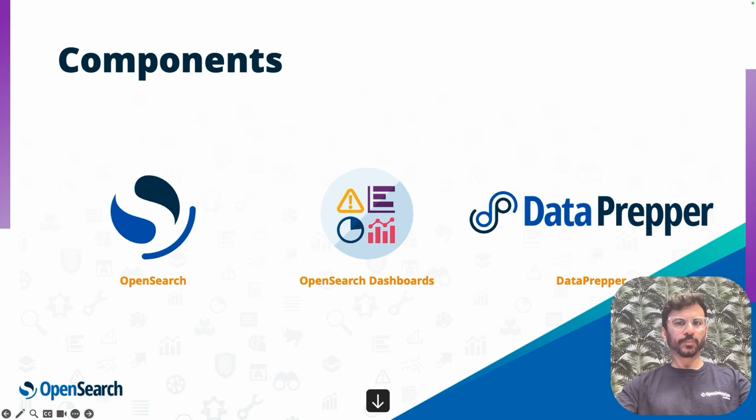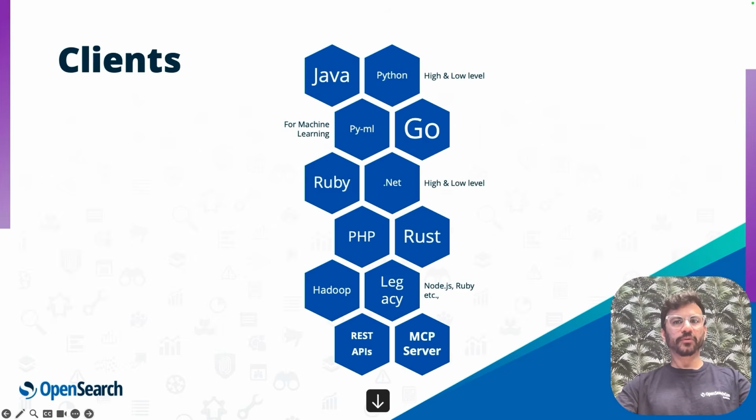And then we have Data Prepper, simply put, an ETL tool for OpenSearch, which acts as the ingestion connector. ETL stands for extract, transform, and load. Followed by various clients that you see on the screen, almost all popular programming languages. And then we have the REST API for almost all operations with OpenSearch. And lastly, we have the new MCP server, the Model Context Protocol, which is the latest in the list to enable AI assistants to interact with OpenSearch.